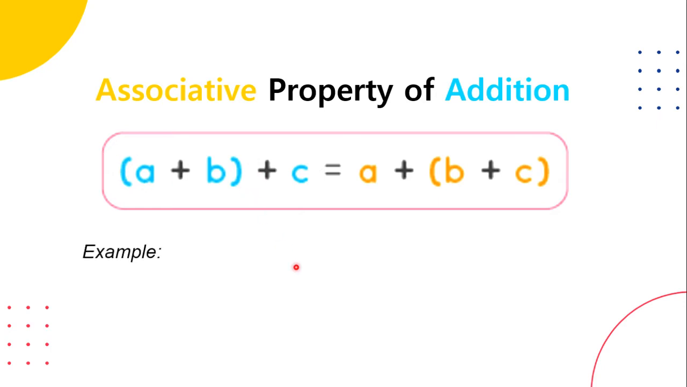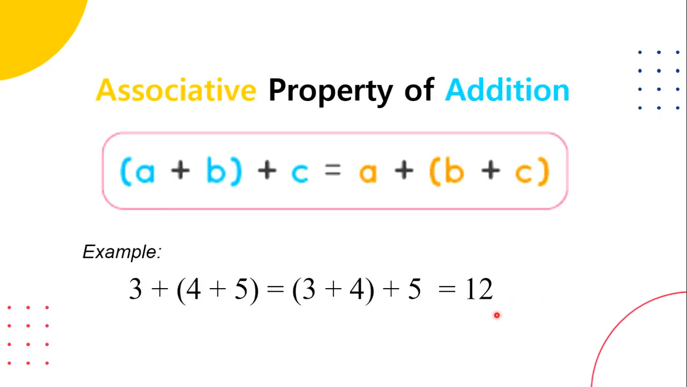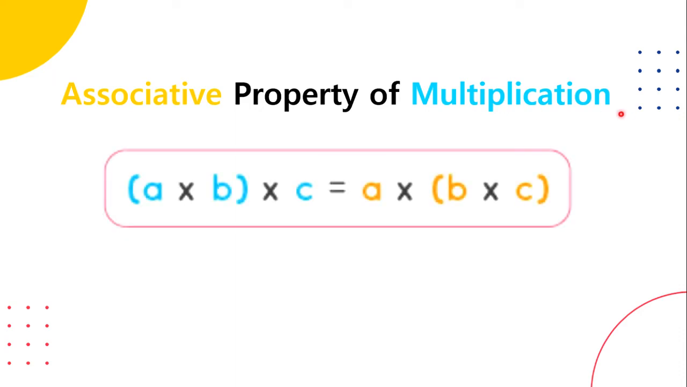Let's have an example. If we have 3 plus the quantity of 4 plus 5, that is just equal to the quantity of 3 plus 4 plus 5, okay, which is equal to 12. Okay, so that is for the addition or associative property of addition. So let's now move on for multiplication.